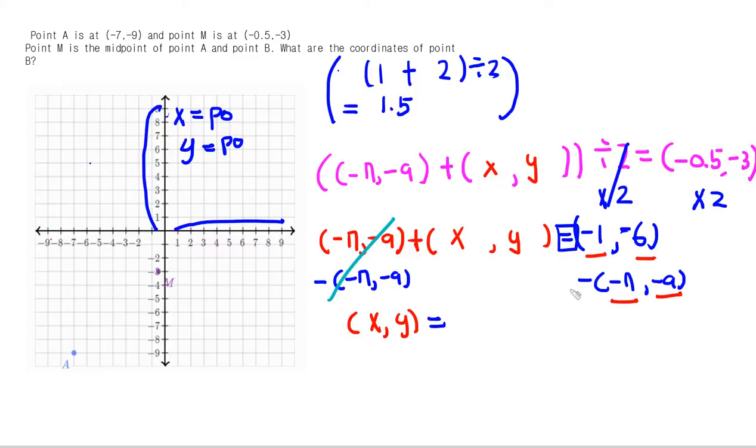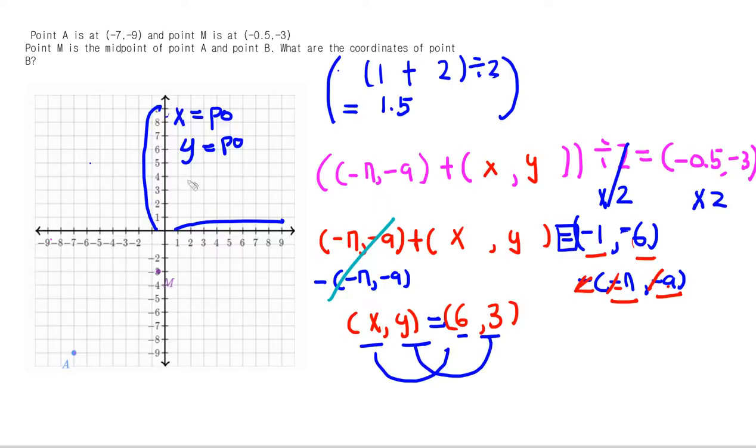We can only simplify like terms, which means x values with x values and y values with y values. So -1 minus -7: the minus signs cancel into a positive, so -1 plus 7 is equal to 6, comma, -6 minus -9 becomes -6 plus 9, which is 3, and we're done. The x value is equal to 6, and the y value is equal to 3.